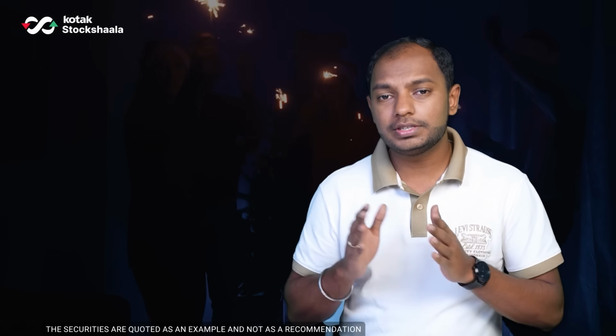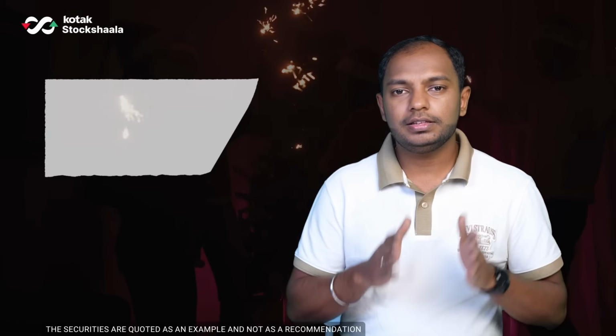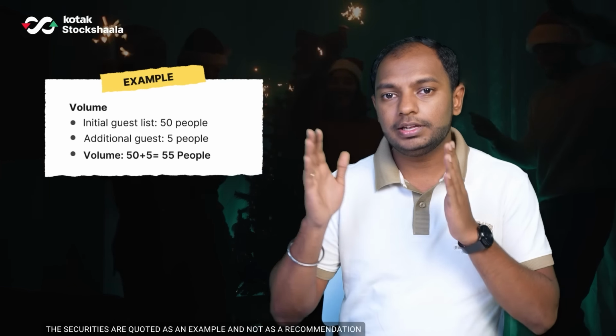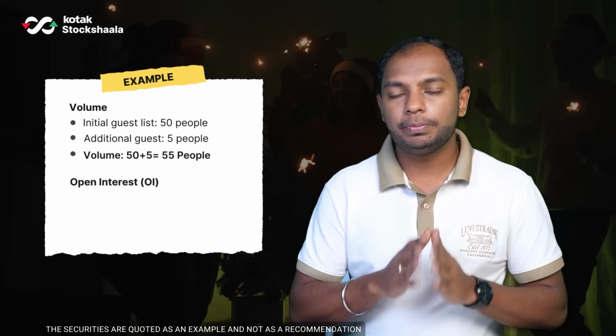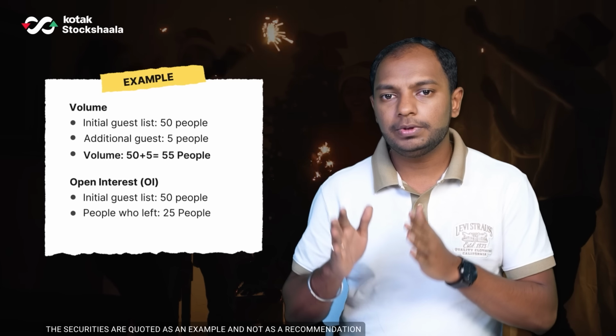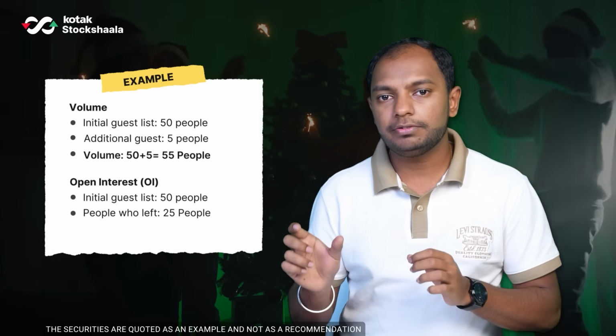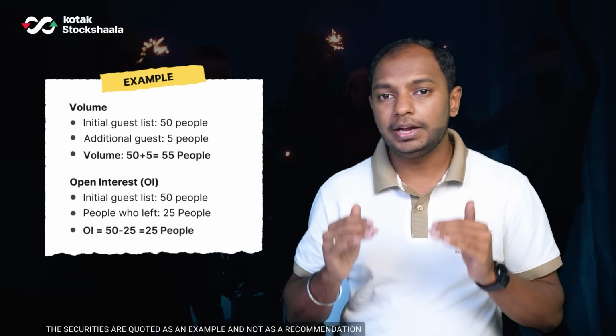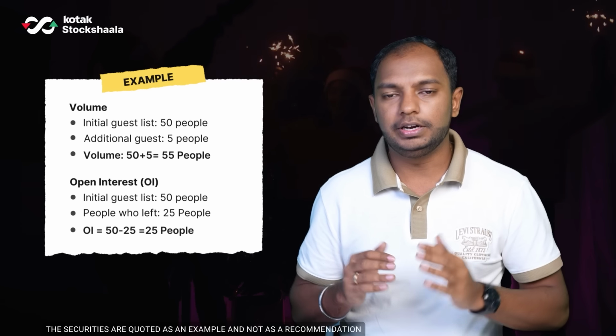OI is like who's still in the party towards the end of the night. Let me give you an example. Let's say the initial guest list had 50 people and additionally 5 other people came in. So volume is like totally 55. But whereas open interest is like initially 50 people came in, but 25 people left the party, only 25 people are remaining. So OI is 25. So that's the main difference between volume and open interest.